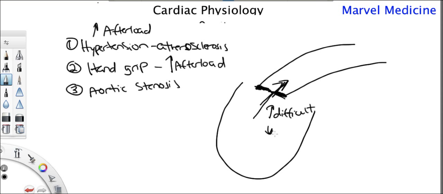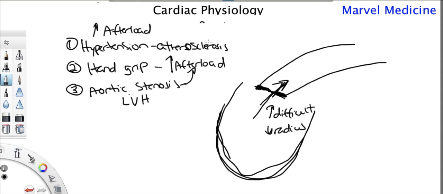Why? Because I decrease the radius, and since I decrease the radius, I increase the resistance. So anytime you have aortic stenosis, think increased afterload. It'll be really, really difficult to send blood through. Now, if I have increased afterload and aortic stenosis, what would happen to my ventricle over time? Connecting the dots here, guys. I would get LVH, left ventricular hypertrophy, right?